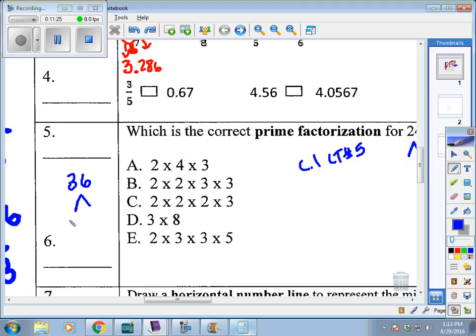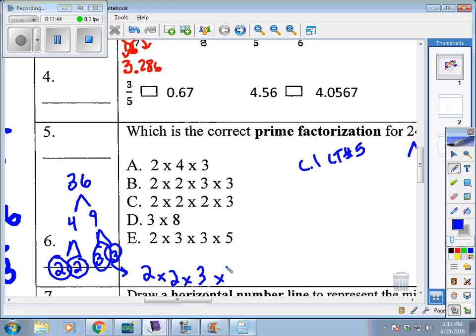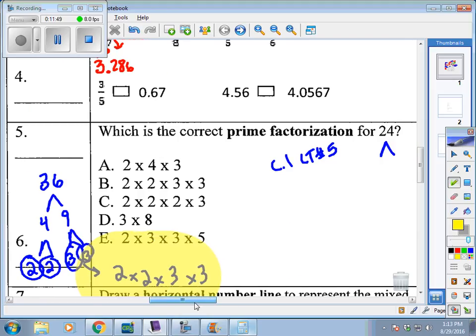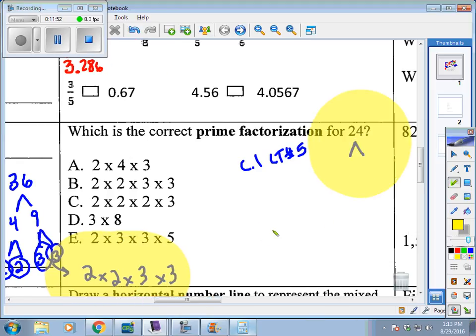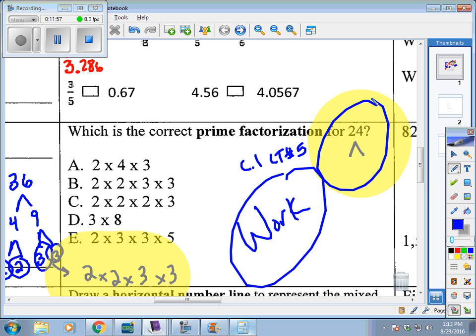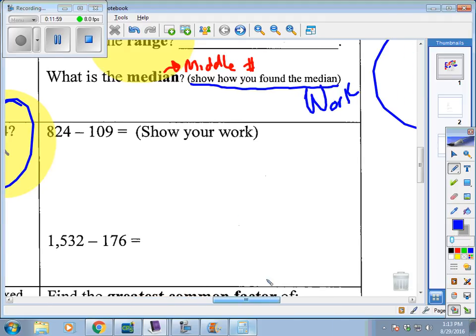So I'll just do 4 and 9. 4 would break down even farther to 2 and 2, which those 2 are prime numbers. They're only divisible by 2 and itself, or 1 and itself. 9 would break down to 3 and 3. The correct answer for this one would be 2 times 2 times 3 times 3. That is the prime factorization for 36. Now you're going to have to go in and do your own prime factorization for 24. So yes, I would have to see the tree. I would have to see this work right there. Okay? Let's go on to the next one.